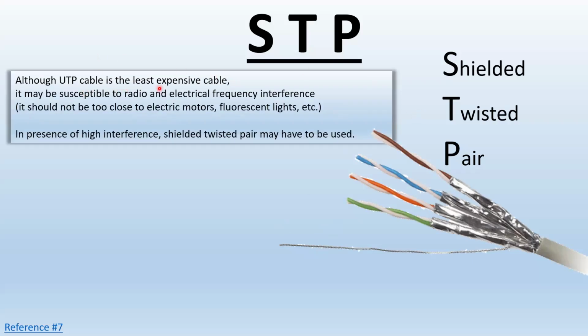Although UTP cable is the least expensive cable, it might be susceptible to radio and electrical interference. It should not be too close to electric motors, fluorescent lights, etc. In presence of high interference, shielded twisted pair might have to be used. If you are connecting modules or running data wires in the industrial setting, like where the machinery is with a lot of electric motors, then you will have to use the shielded pair. If you see any modules connected in the industrial environment, you will see shielded pair, shielded twisted pair.